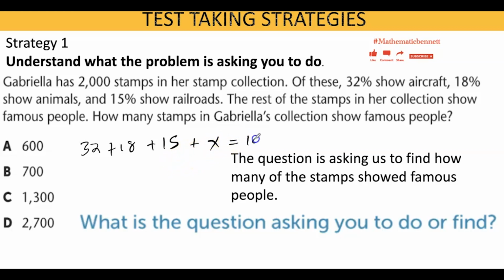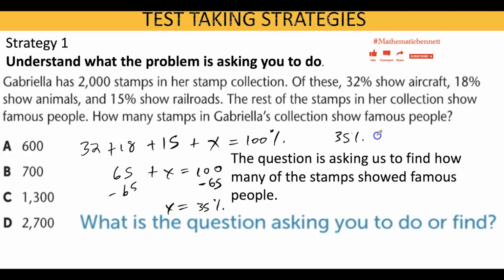Alright, we know that the total would be 100%. So let's see how much that is. So this is 50, 65. So that's 65% plus that x would give us 100%. So obviously if we subtract 65 from both sides, we see that the rest would have been 35%. Alright, so we are saying 35% of that 2,000 would be famous people, which is 700. So 700 of the stamps would be famous people.